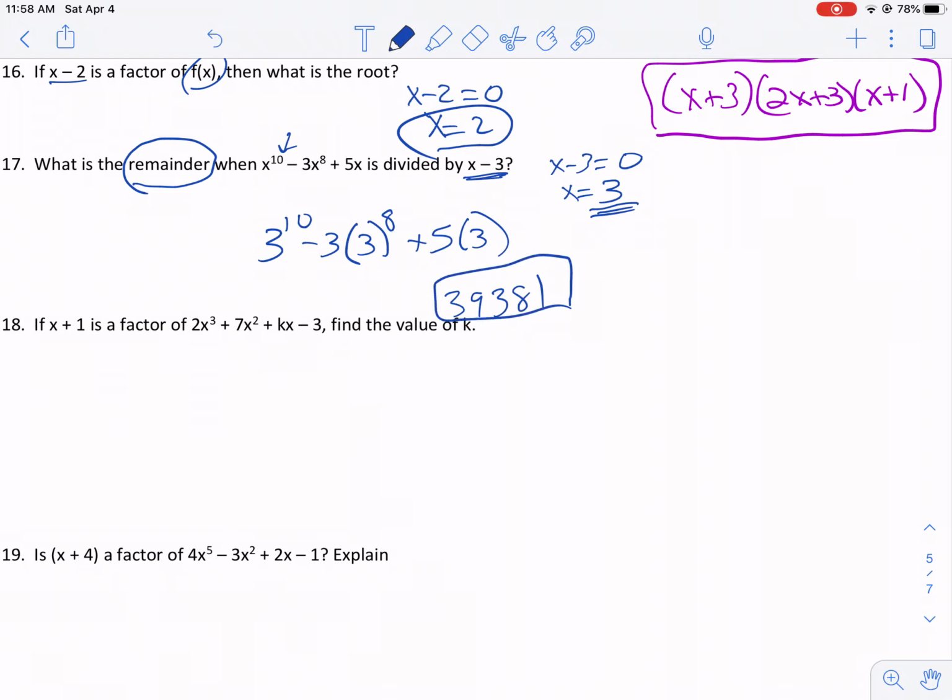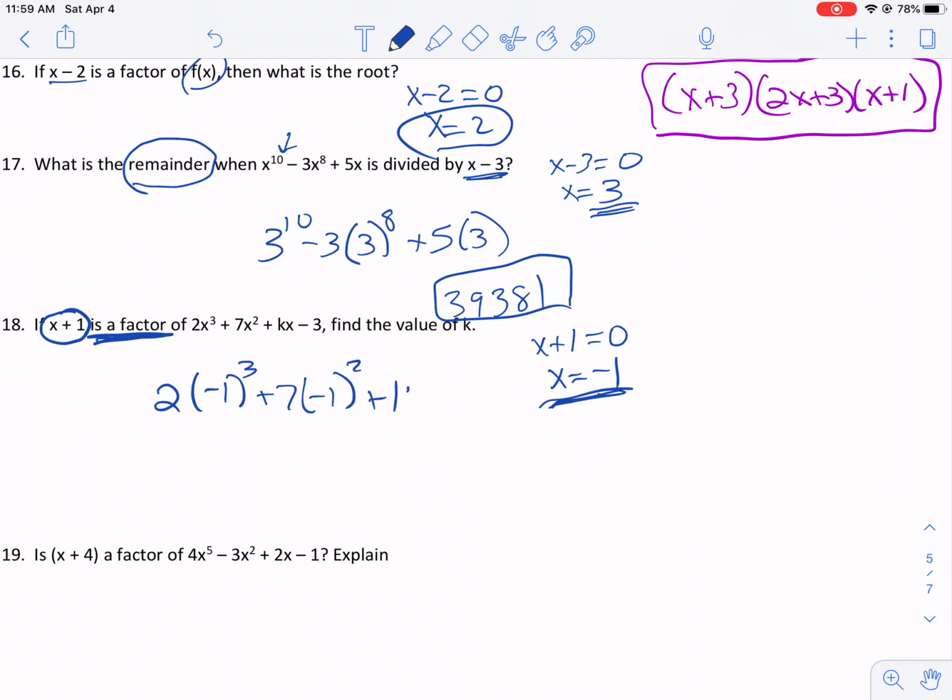Kind of weird. Alright, if x plus 1 is a factor, so we know it's a factor, find the value of k. Well, if x plus 1 is a factor, when we set it equal to 0, that means negative 1 is the root. If I know that it's a root, which I do, because they said it was a factor, when I plug it into the polynomial, I must get a 0 for an answer because all roots have a y value of 0. So I'm going to plug my -1 in everywhere I have an x, set it equal to 0, and solve for k.